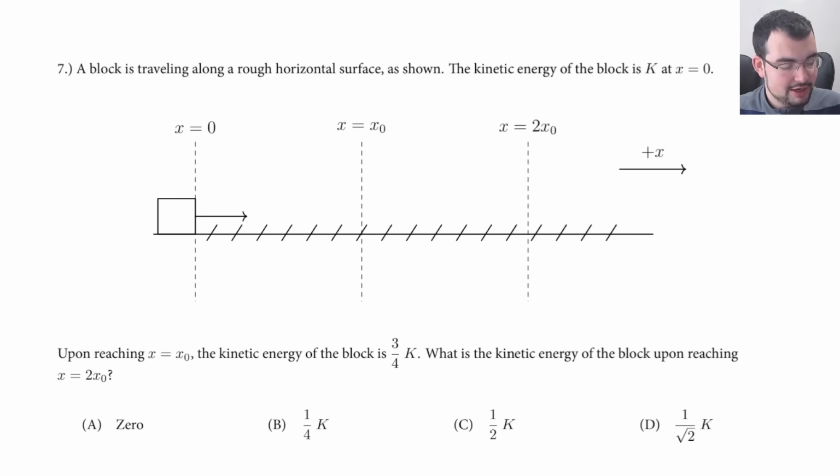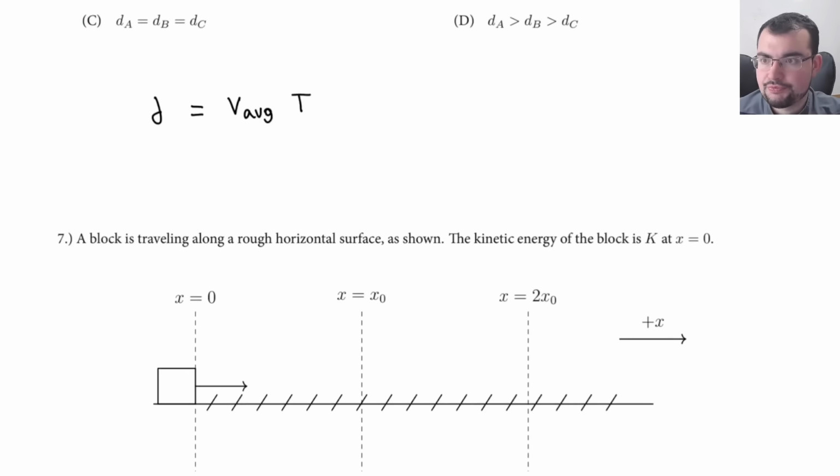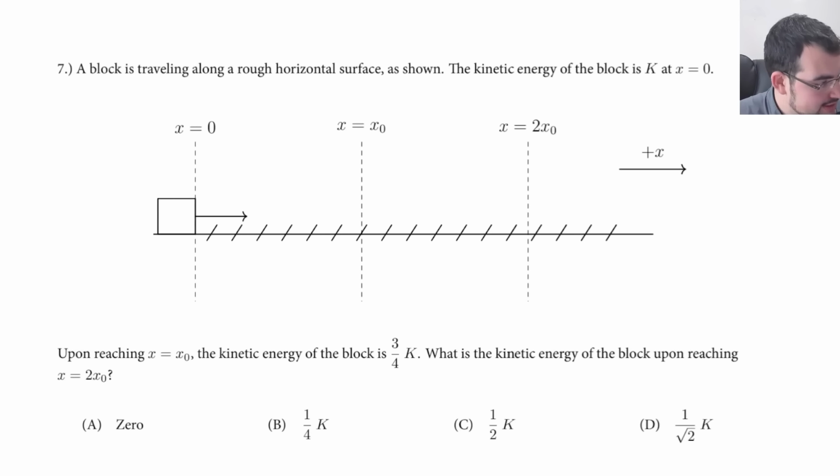All right, a block is traveling on a rough horizontal surface as shown. The kinetic energy of the block is K at x equals 0. Upon reaching x equals x naught, the kinetic energy of the block is 3/4 K. What's the kinetic energy of the block upon reaching 2x0? So what we're given is that at this point in time, our kinetic energy is K. And at this point in time, our kinetic energy is 3/4 K. And we're interested in finding our kinetic energy when we pass this next tick mark.